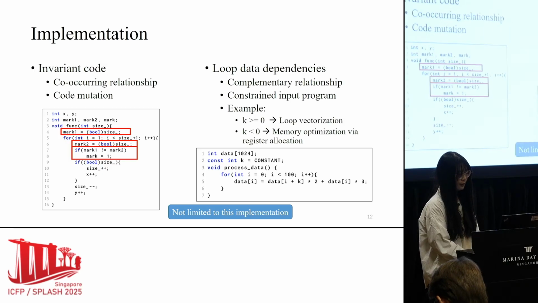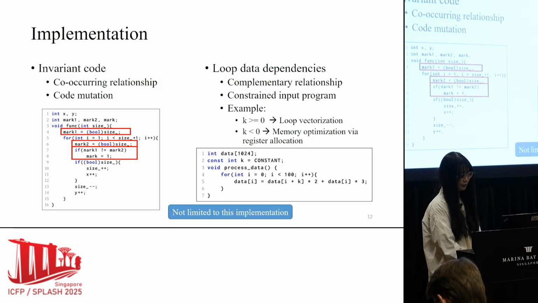For the optimization related to invariant code, we create a co-occurring relationship between them through code mutation. From the perspective of loop data dependency, loop vectorization and memory optimization via register allocation naturally exhibit a complementary relationship. We only need to constrain the input program to guarantee that one of the two optimizations can definitely trigger in the input program.